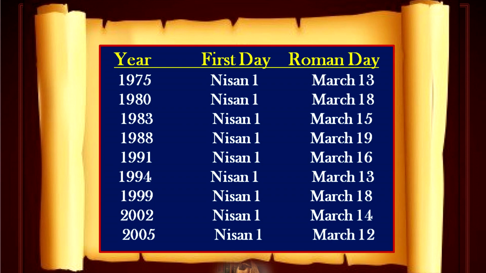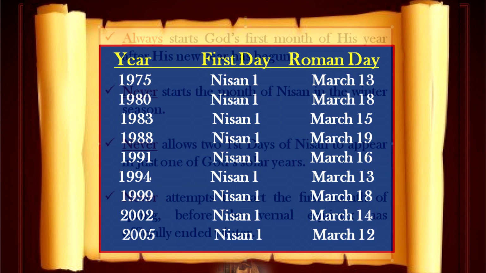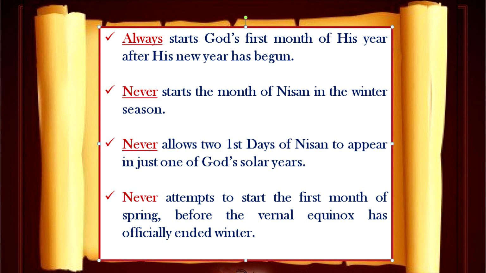Using the new crescent moon that occurs on or after the vernal equinox arrives, it does what? Number one, it always starts God's first month of his year after his new year has begun. Number two, it never, ever starts the first month of Nisan in the winter season. Number three, it never allows two first days of Nisan to appear in just one of God's solar years. And number four, it never attempts to start the first month of spring before the vernal equinox has officially ended the winter season.